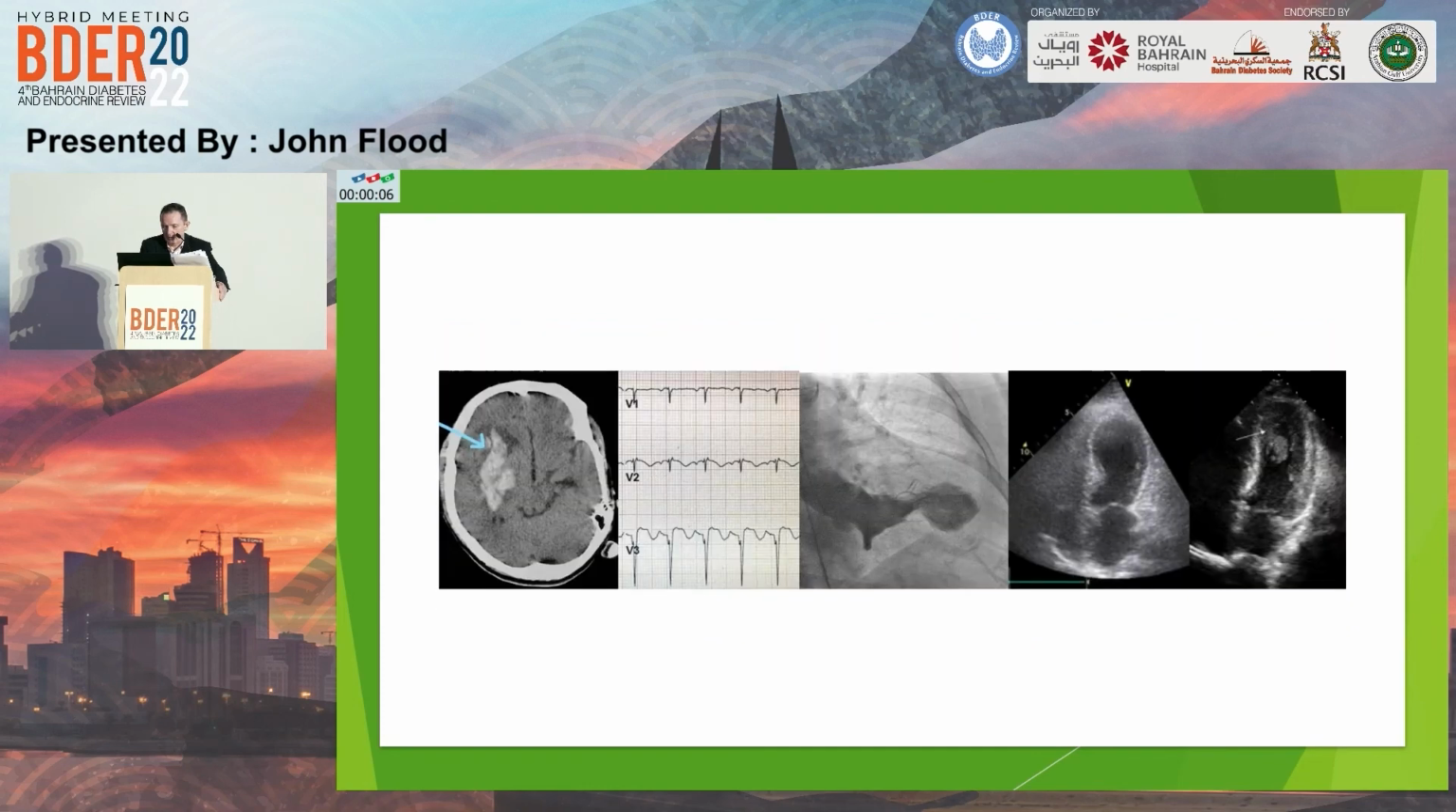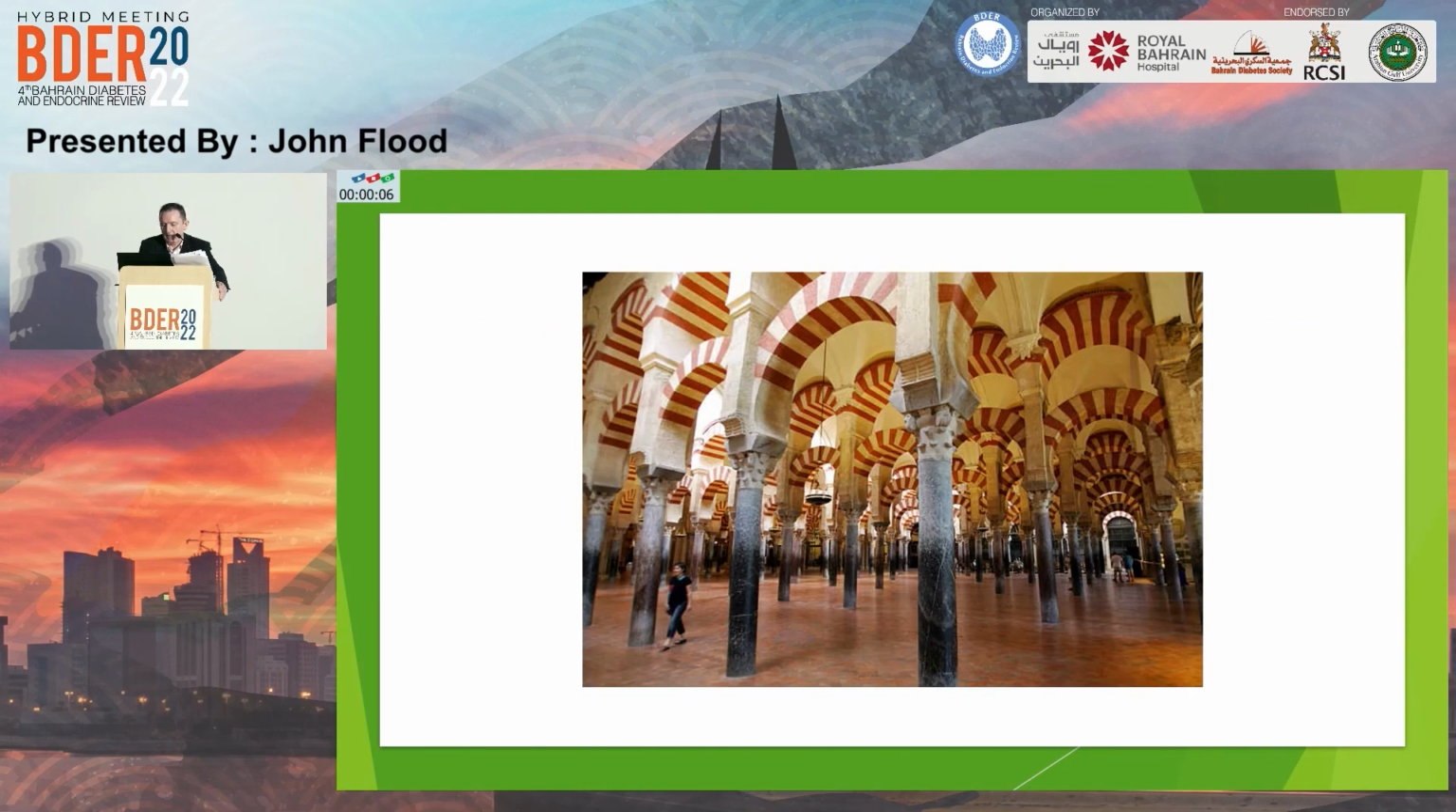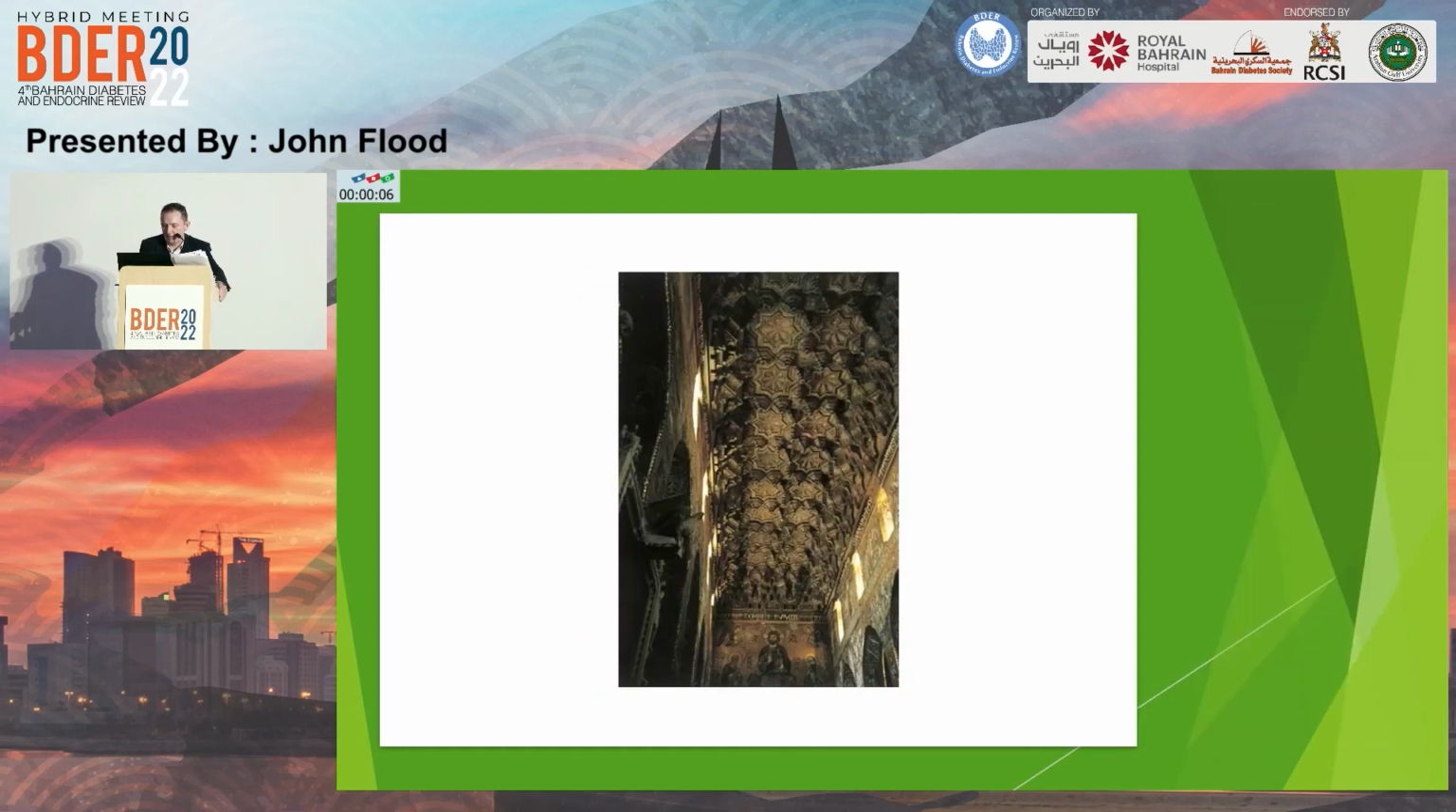Classical ECG of it. My final bit, I have to celebrate my third year in Bahrain, which I absolutely love, and I have to reveal the other side of my interests, which is art and particularly culture. And I love Islamic culture and poetry. This is the Great Mosque in Cordoba, using the columns from the Visigothic church on which it's built, 7th century.